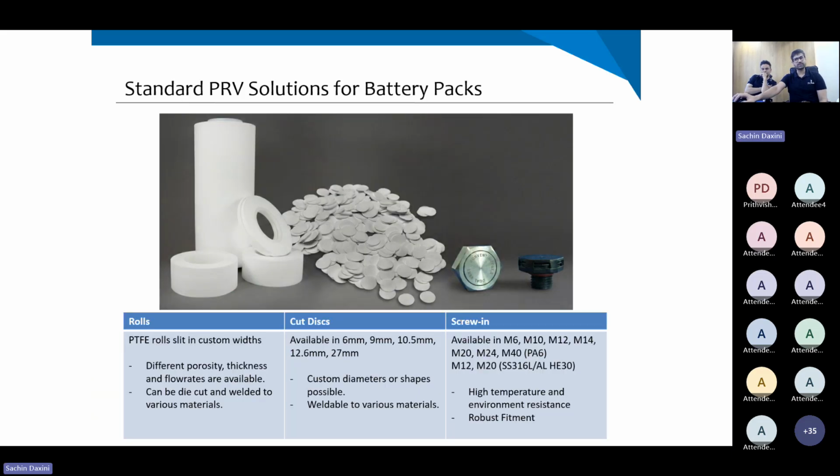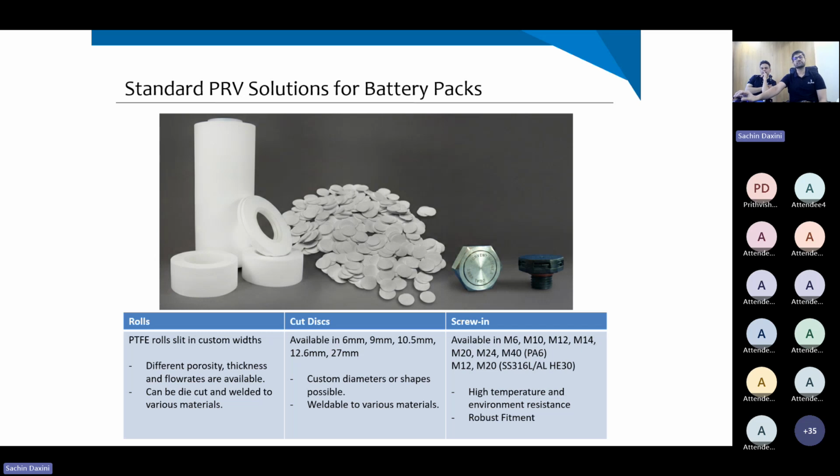Standard solutions: our customers buy materials from us in rolls, where they integrate the membrane into their packs at their end. We can also provide cut discs to customers so that it's easy to integrate for them. And of course, ready to use parts are our specialty. Screw in, snap fit, as I mentioned, bayonet. There are multiple options that we have.